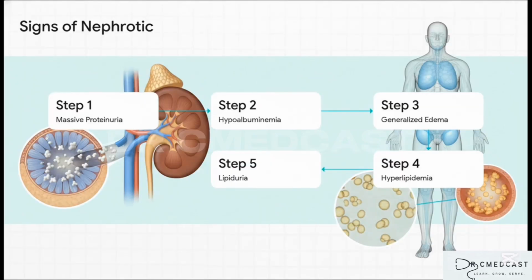So, focusing on that leaky nephrotic syndrome, you see this predictable domino effect. It all starts with massive proteinuria, just tons of protein pouring into the urine. This, of course, depletes the albumin in the blood, leading to hypoalbuminemia. With low protein in the blood, the oncotic pressure drops, and fluid leaks out into the tissues, causing generalized edema. The liver sees this protein loss and panics, trying to make more of everything, including lipoproteins. This leads to hyperlipidemia, and you'll even see lipids spilling into the urine, which is called lipuria.